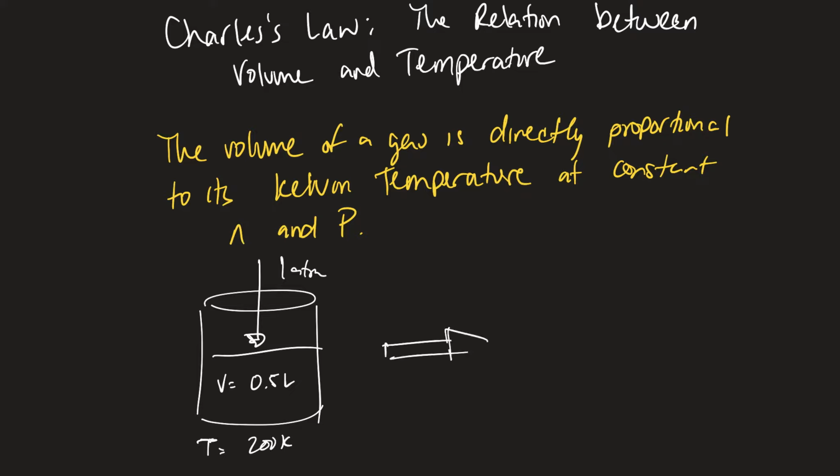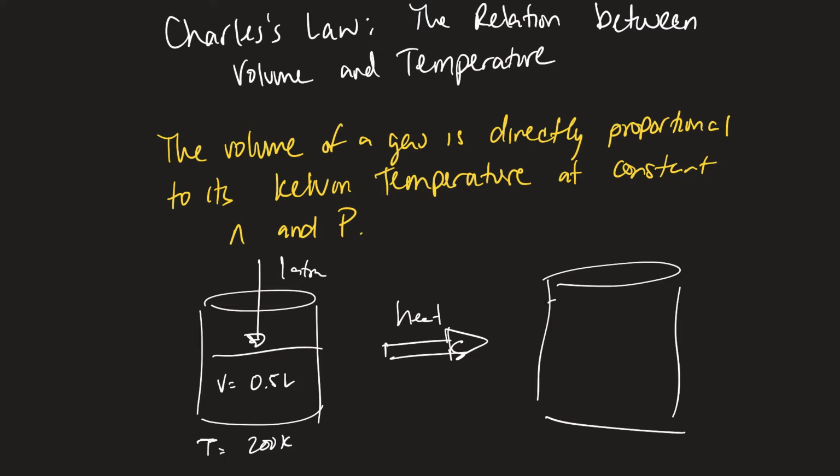Now let's just say we go ahead and heat it up. When we heat it up, we do our best to make sure that the pressure being exerted remains the same. So we do not change the pressure, but then we notice that the volume doubles. It's because the temperature of the substance has also doubled. So it went from about 200 Kelvin to 400 Kelvin.